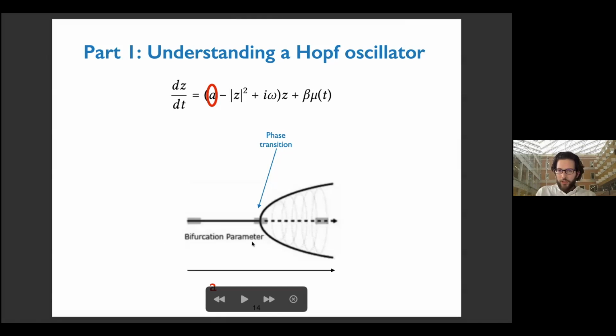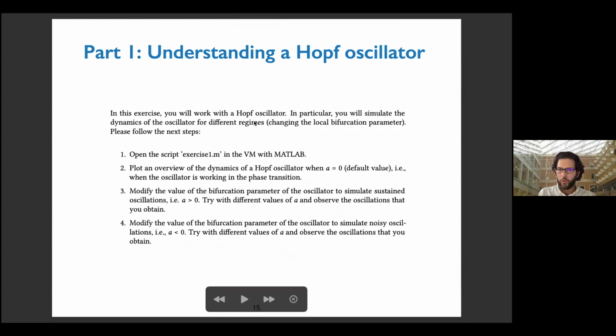Now, we can usually summarize the characterization that I just described with such a plot, in which we see that here we have just one state in which we have an oscillatory regime. So in this exercise, we will work with a Hopf oscillator. You can now start opening your virtual machine and opening exercise 1 in MATLAB. What we will do here is plot the dynamics of the Hopf oscillator for different values of the bifurcation parameter, A equals 0, A positive, and A negative, and understand what is going on when we change this parameter.